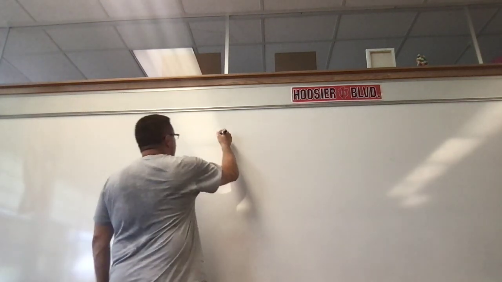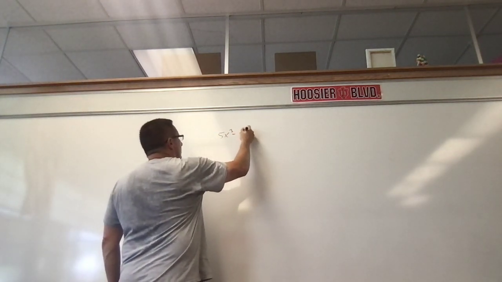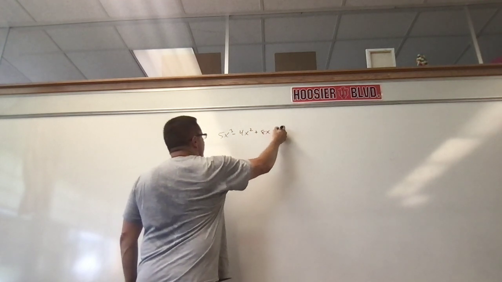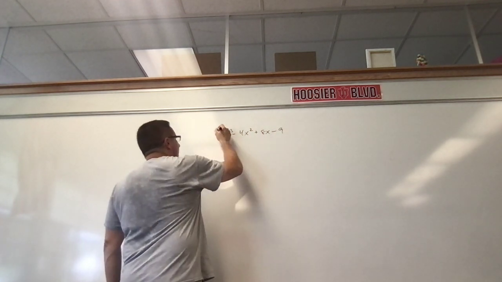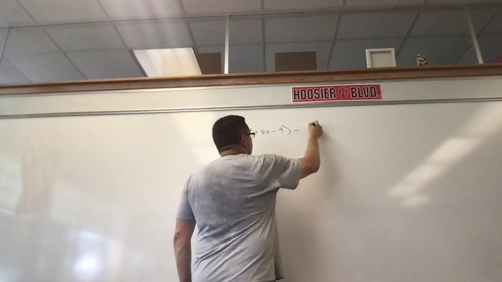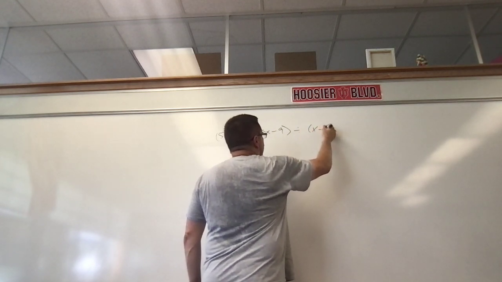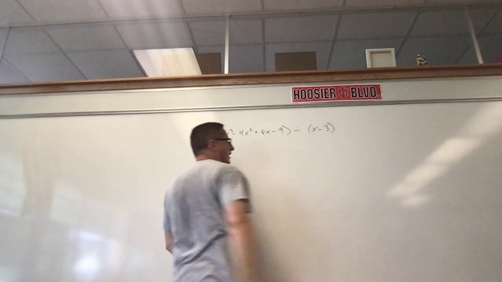If I gave you something such as this, 5x to the third minus 4x squared plus 8x minus 9, and you're going to divide that by x minus 3, okay?